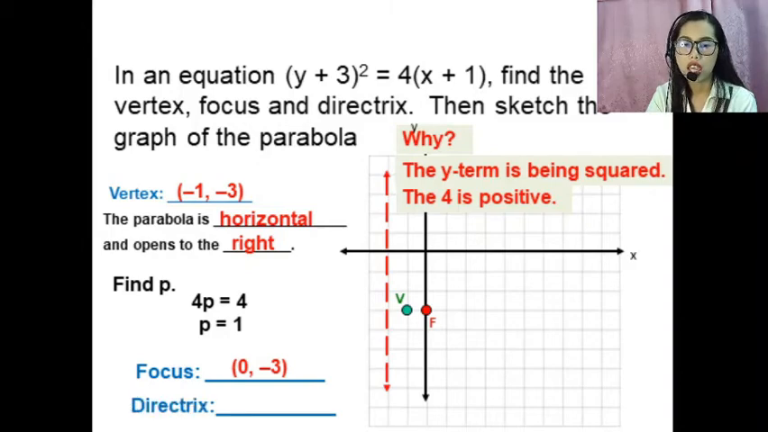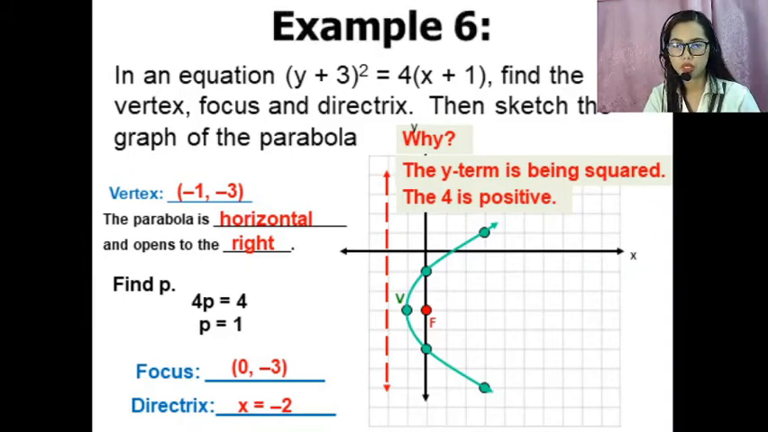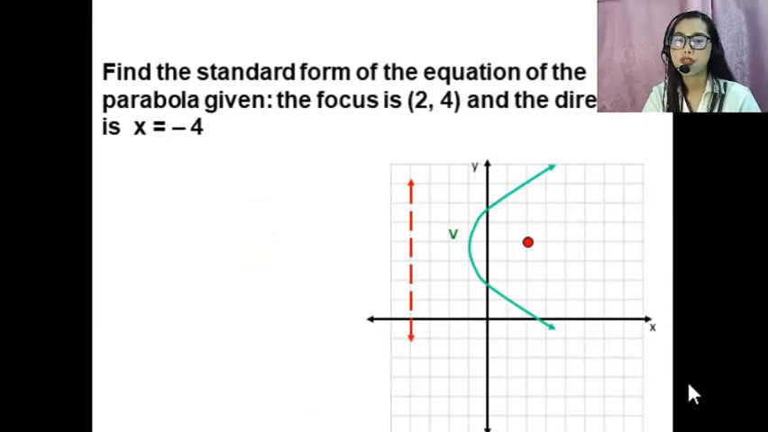And our directrix is at x equals negative 2. Because to find the directrix, you have h minus p. So our h is negative 1 minus p, which is 1. So negative 1 minus 1 is negative 2. So to graph, this is now your graph of the equation quantity y plus 3 squared equals 4 times quantity x plus 1.